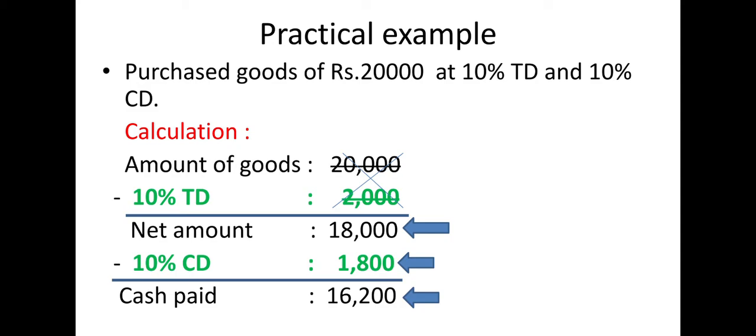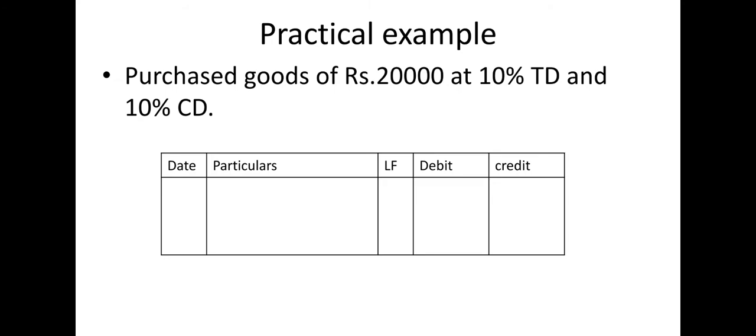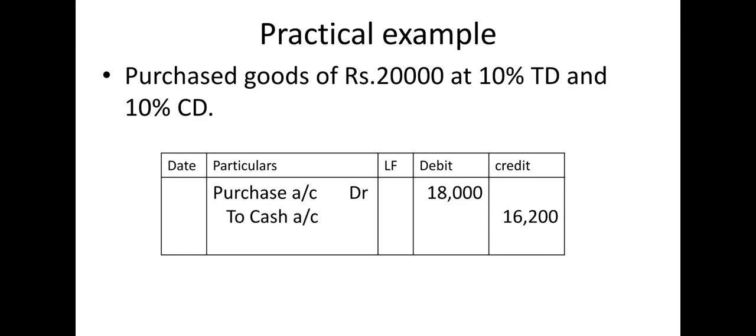Okay, student, now here we go. First, effect number 1, debit what comes in. Yes, goods come in. So purchase account debit will be 18,000. Then cash goes out, so to cash account 16,200. And student, we are getting discount, so it is our income, credit all income. In a purchase transaction, discount comes on the credit side. It is our income. So to discount account 1,800.